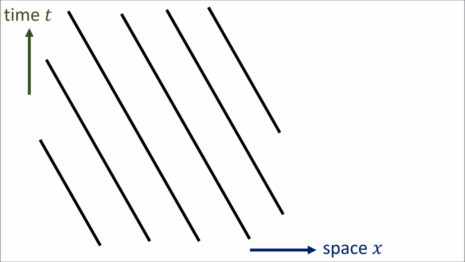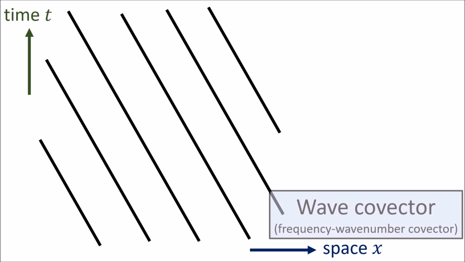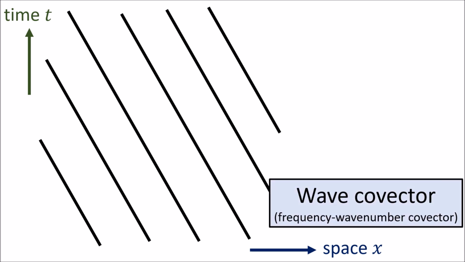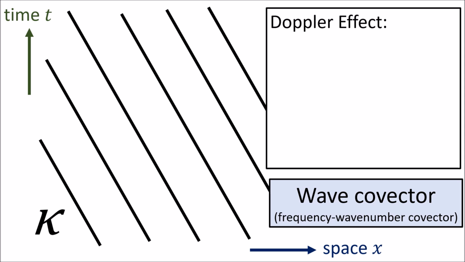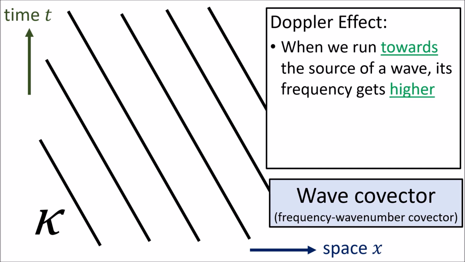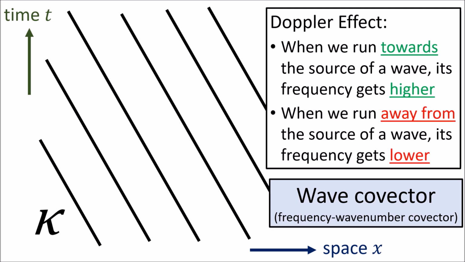So our wave can be drawn on a space-time diagram as a stack, or a covector. We call this the wave covector, or sometimes the frequency wave number covector. We denote this wave covector by the Greek letter kappa without any subscripts. We can use the wave covector to understand the Doppler effect geometrically. The Doppler effect basically says that when we run towards the source of a wave, its frequency gets higher, and if we run away from the source of the wave, its frequency gets lower.